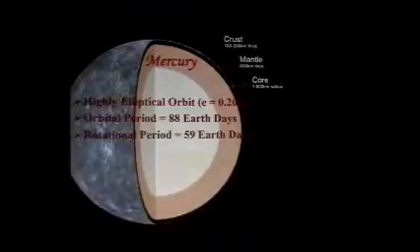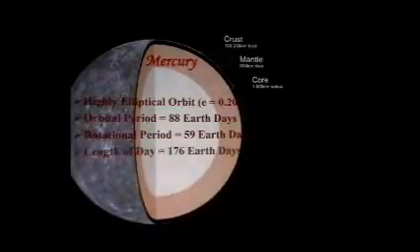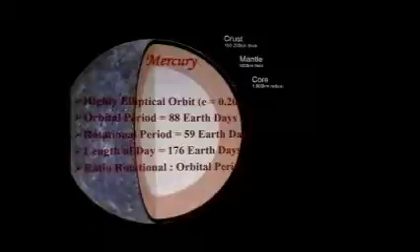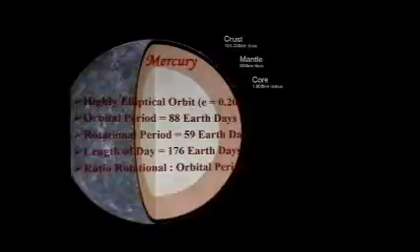The rotational period of the planet with respect to the stars, the sidereal rotation rate, is only 59 Earth days. And yet the length of the day is 176 days. And you might wonder, how on earth could that possibly happen? Well, another interesting fact is the rotational ratio to the orbital period is 3 to 2. In other words, for every 3 times that the planet rotates, it goes around the Sun twice.